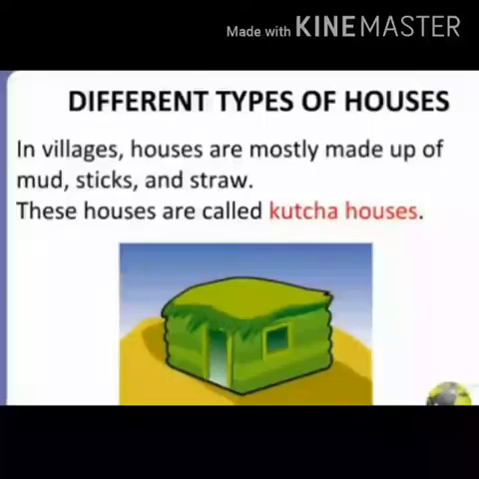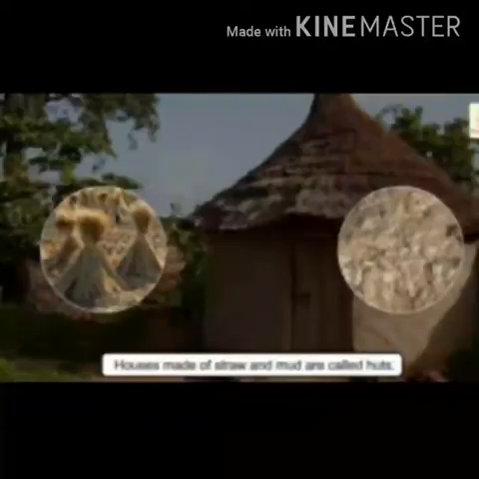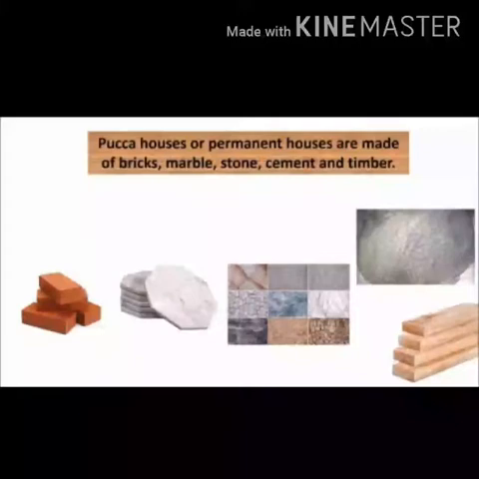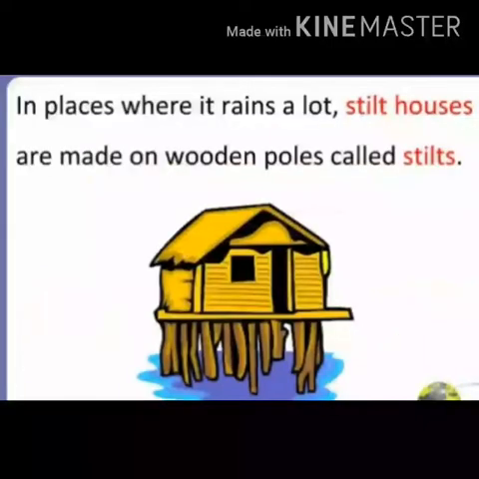In villages, houses are mostly made up of mud, sticks and straw. These are called Kacha houses. Here we are using only the mud, hay and straw. So these are called huts. In cities, houses are mostly made of bricks, iron and cement. These houses are called Pakka houses. Pakka houses are permanent houses. They are made up of bricks, marble, stone and cement.